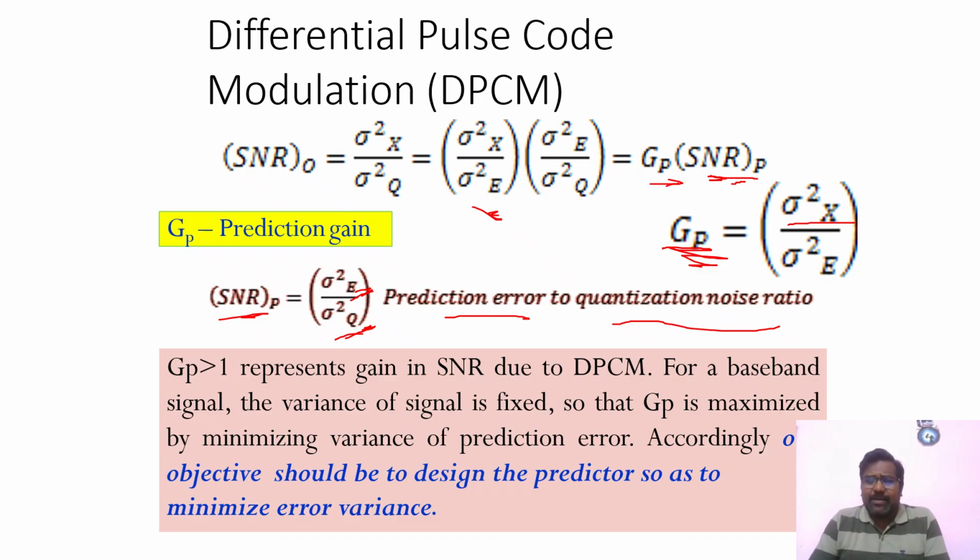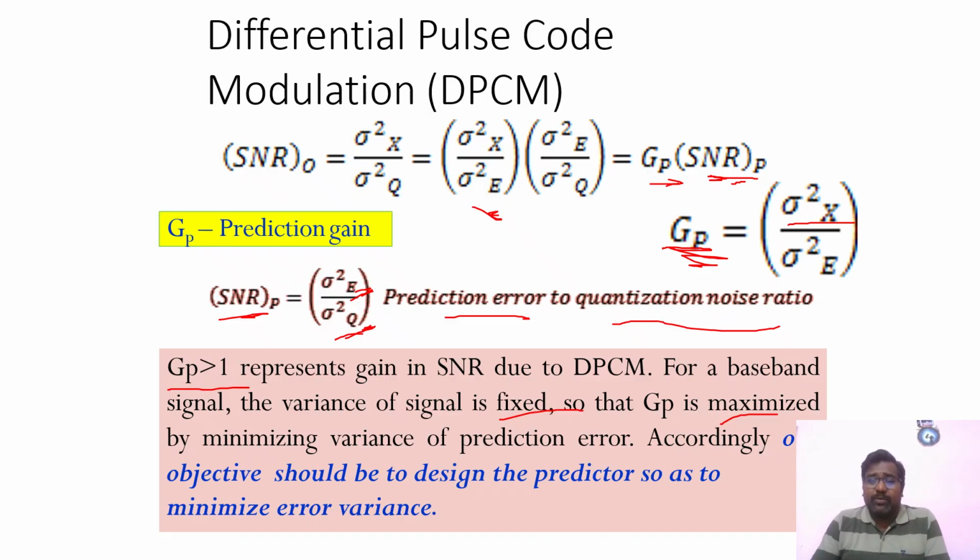Here the prediction gain G_P is greater than 1. If G_P is greater than 1, it represents a gain in SNR due to DPCM. For a baseband signal, the variance of the signal is fixed, so G_P is maximum by minimizing the variance of the prediction error.